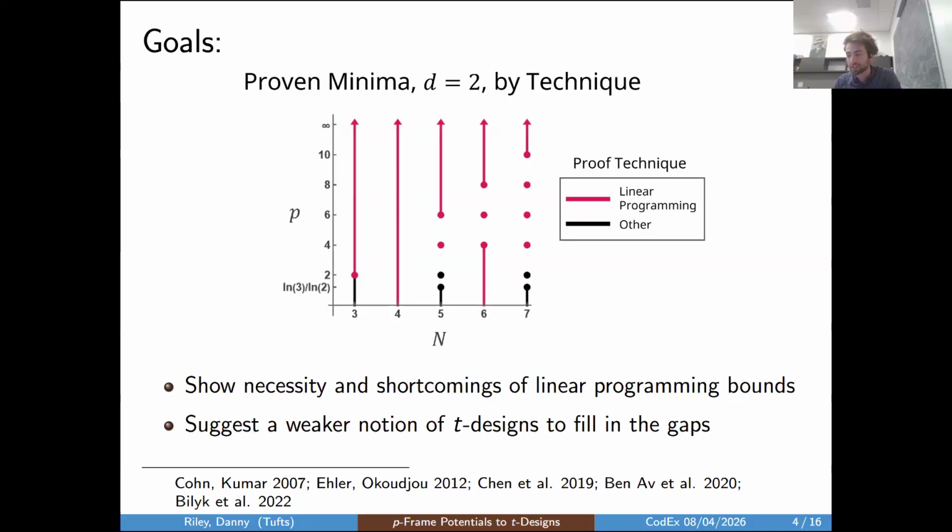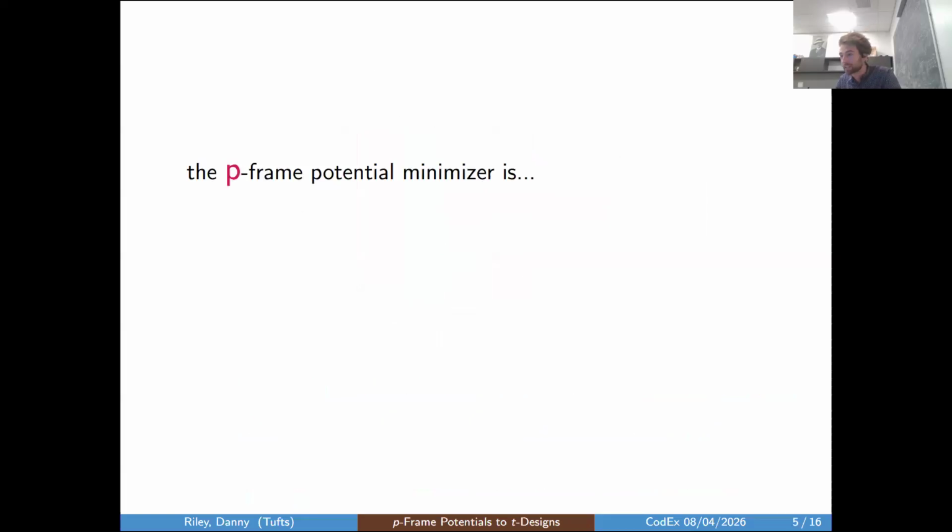Okay, so the title of the talk is P-frame potentials to T designs. So how do I go from P to T? Well, I'm going to be a little cheeky here. We're going to say the P-frame potential minimizer is quadrature points. Okay, so we're going to have to talk about interpolating polynomials.